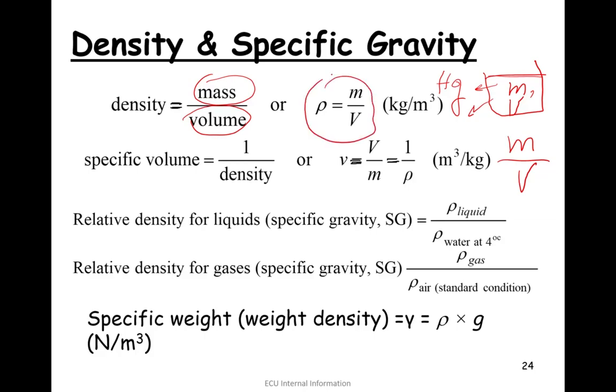Now in SI units, we have kilogram per cubic meter. We also have a specific volume, which is the inverse of density, 1 divided by density, in cubic meter per kilogram, but it is less used.